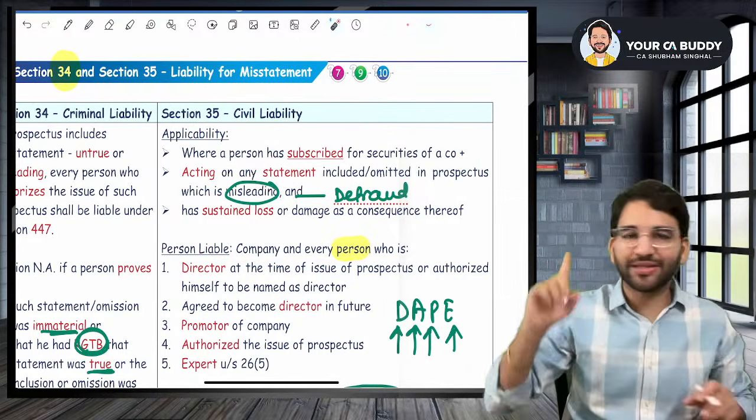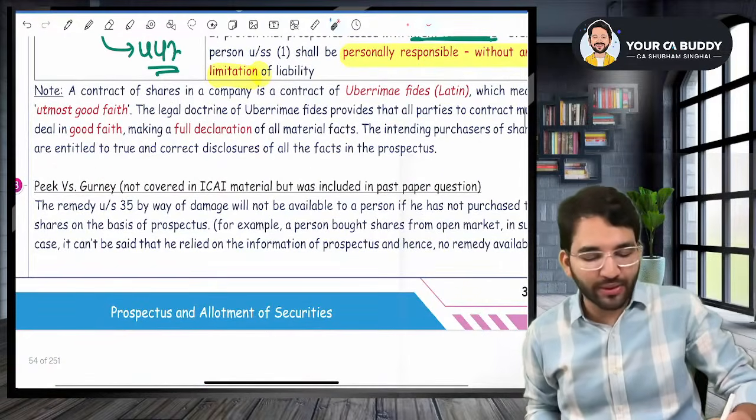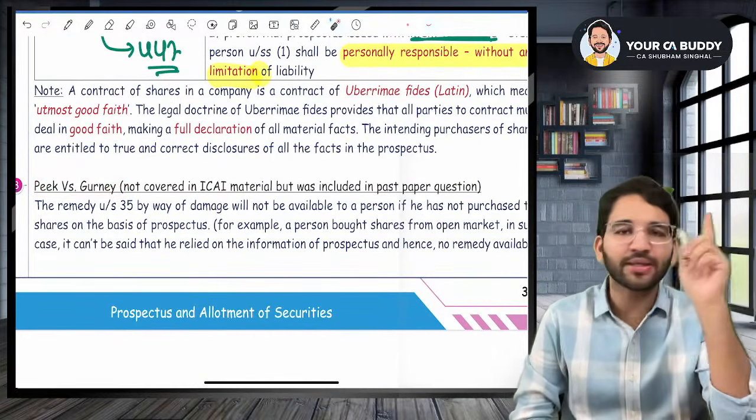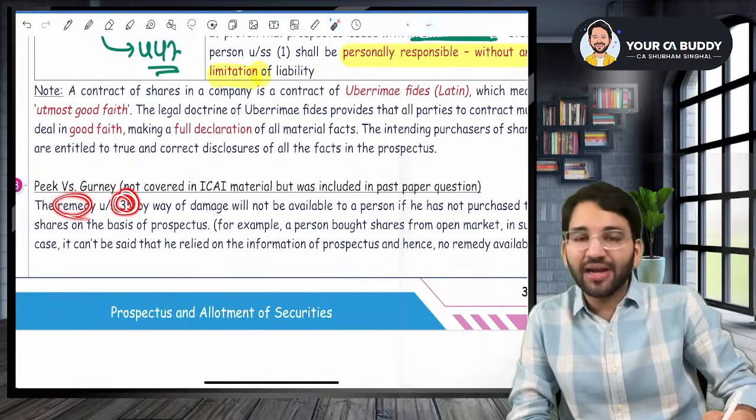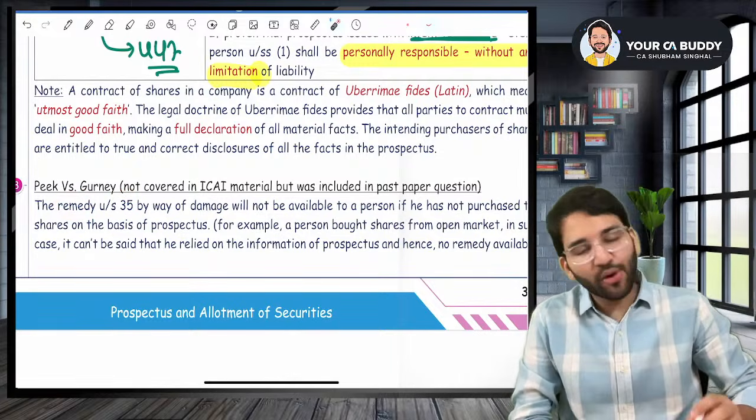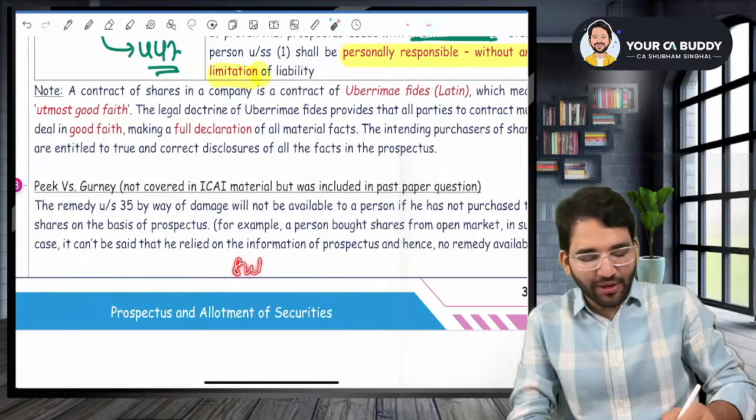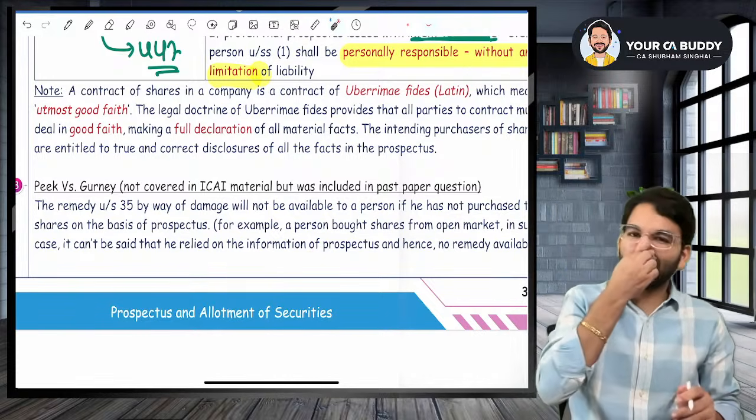You have to subscribe to the shares. That was written in a case law called Peek versus Gurney. This was asked in your exam once. It says that the remedy under section 35, that is the civil liability, will only be available in case of subscription and not in case of acquisition. Are you with me? Yes, sir.